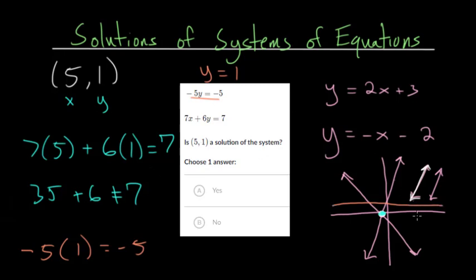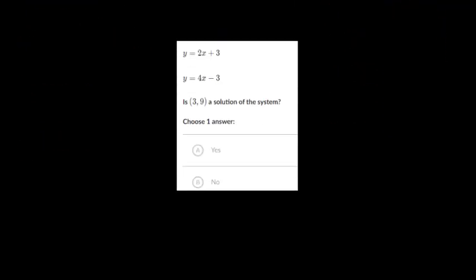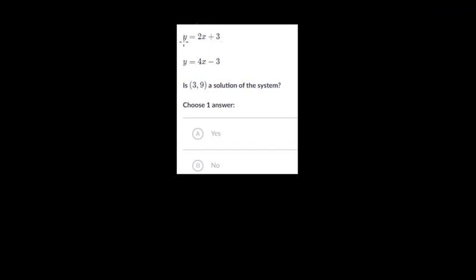So this definitely does go through the point 5, 1, but the other equation does not. So let's move on and try some more problems. We're given another system, y equals 2x plus 3 and y equals 4x minus 3. These two lines are going to intersect each other. And we just want to know, is the coordinate point 3, 9 a solution of this system?